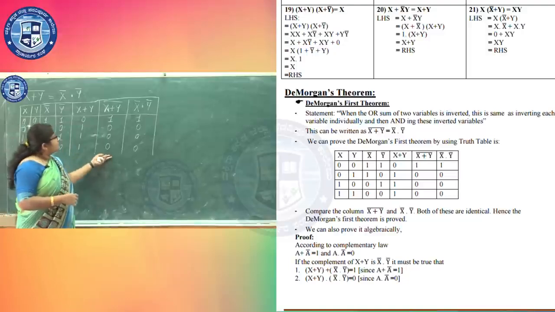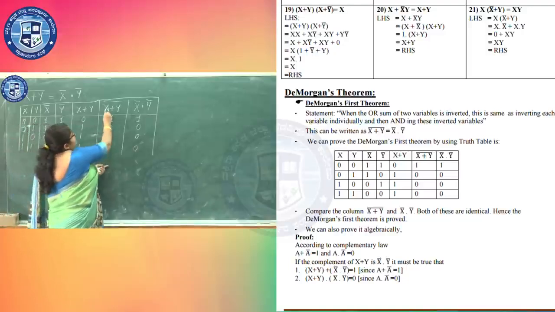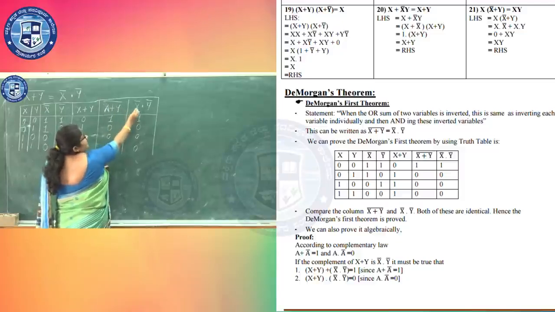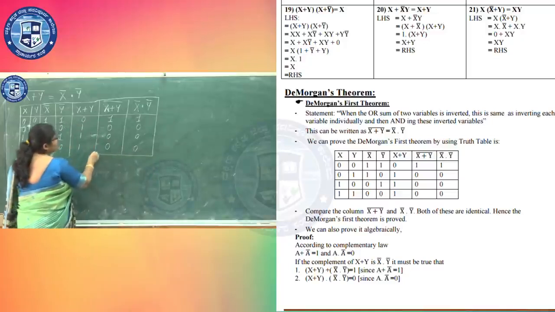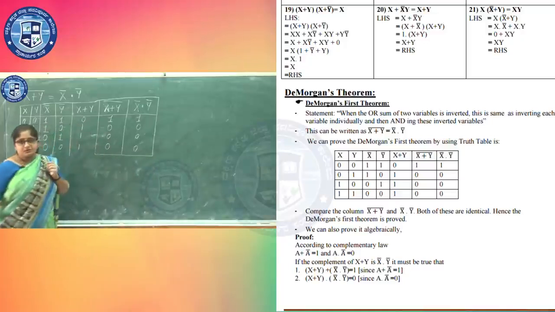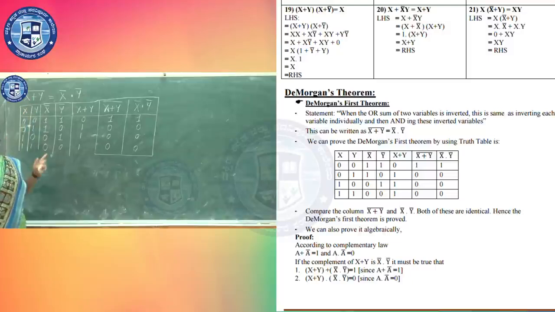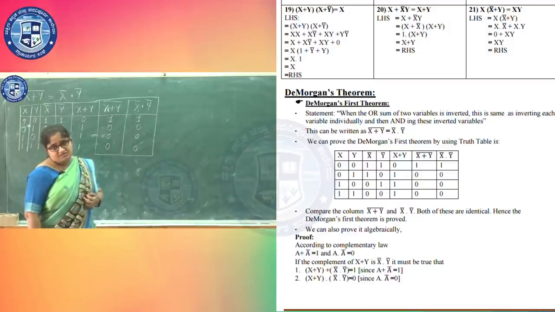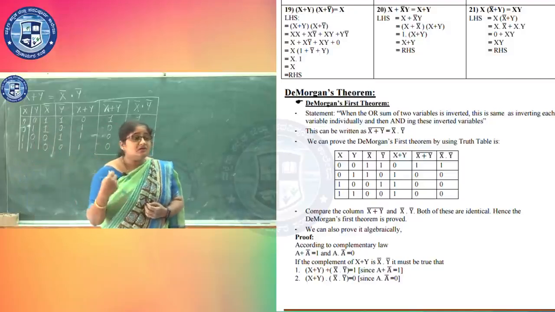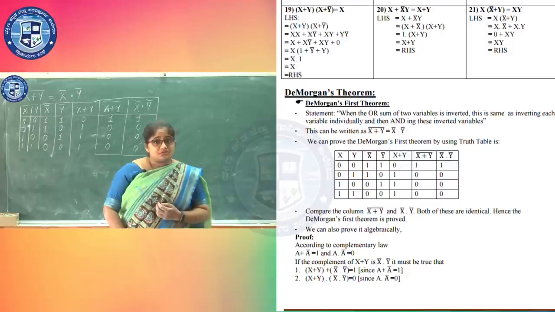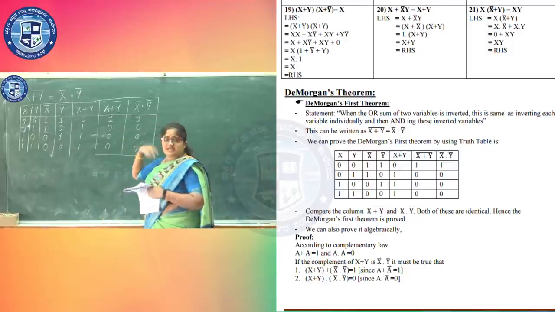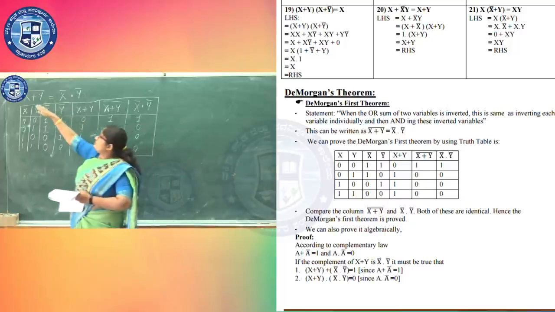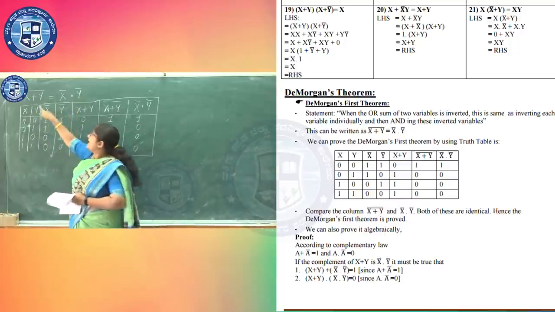Please look at this point now. X plus y whole dash, x dash into y dash. The two columns here are equivalent. So we have proved the first De Morgan's theorem using the truth table. This is how we prove the De Morgan's theorem using the truth table. Don't worry about the statement there. You just have to remember the equation.